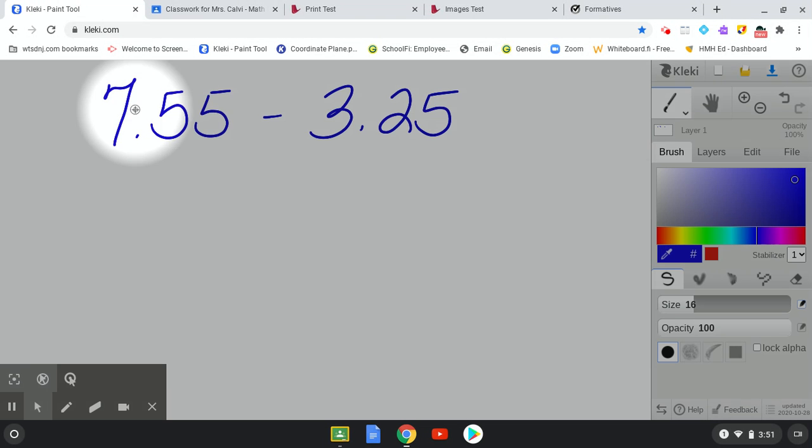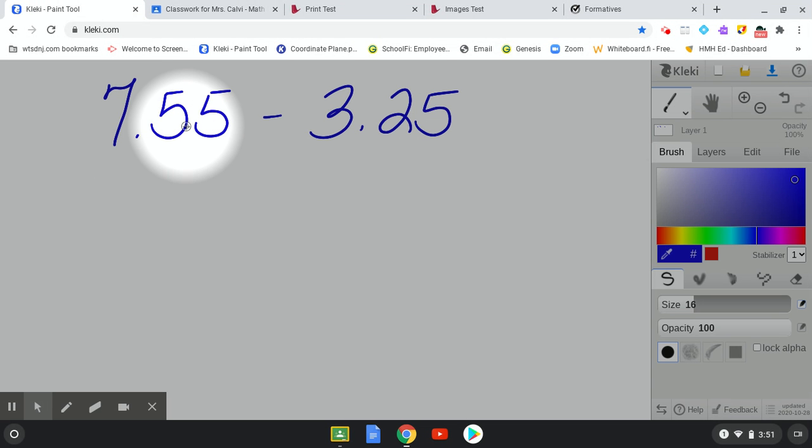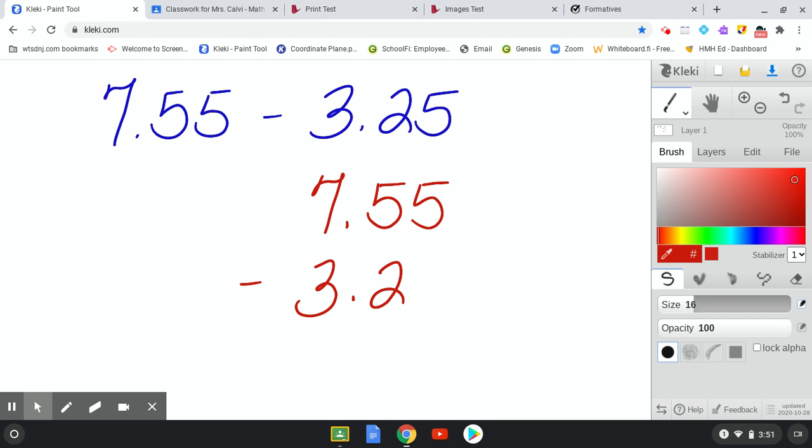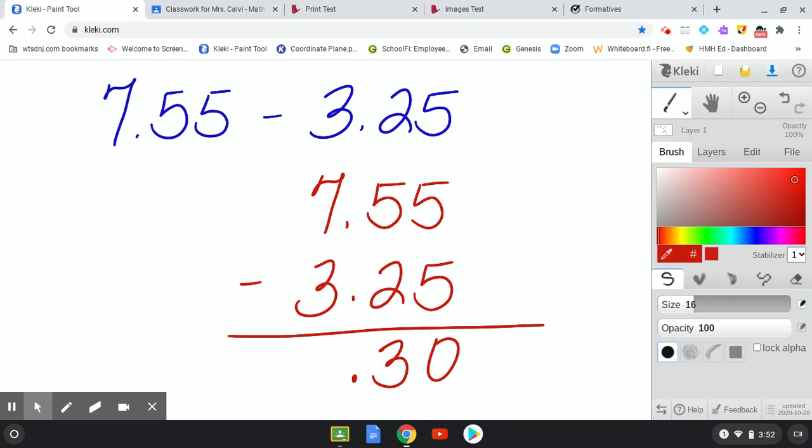Okay, in this problem we have 7 55/100, and we are subtracting 3 25/100. So I'm going to rewrite this vertically. So 7.55, we're going to line up our decimals. It is a subtraction problem. 5 minus 5 is 0. 5 minus 2 is 3. Drop down my decimal. 7 minus 3 is 4. So here our final answer is 4.3.